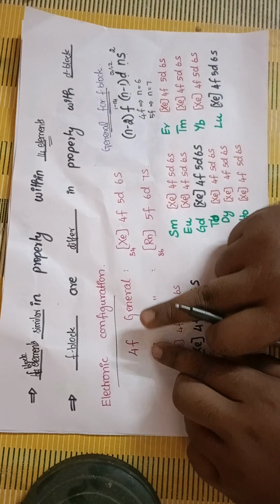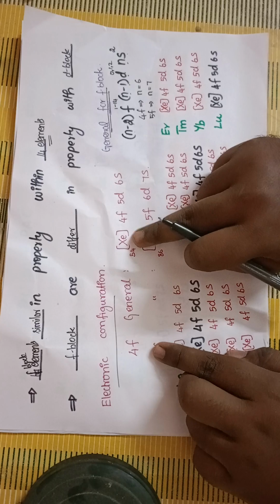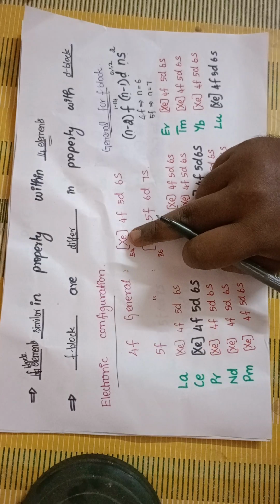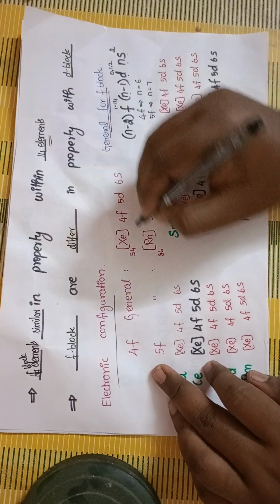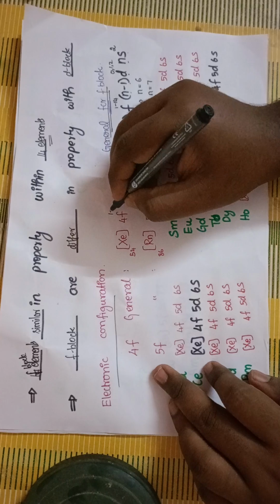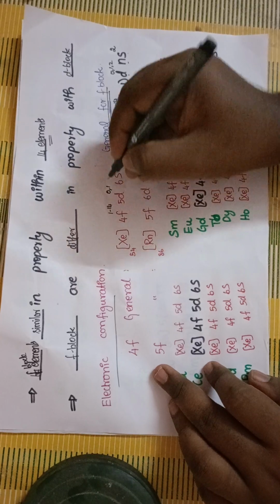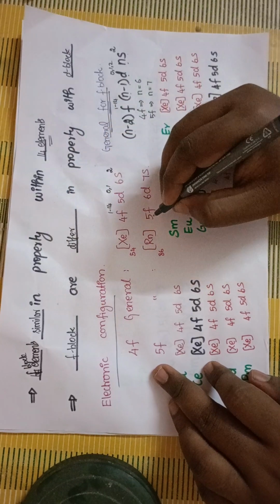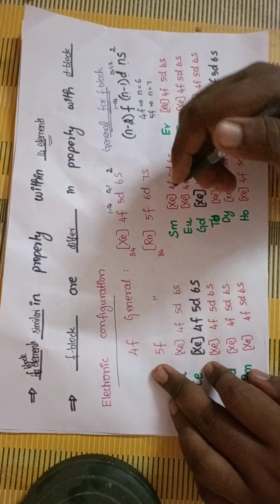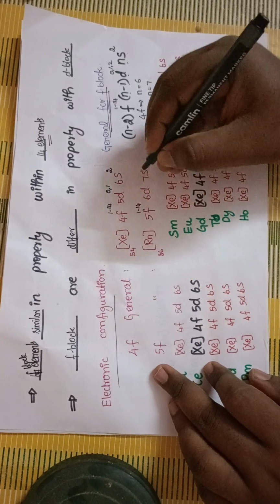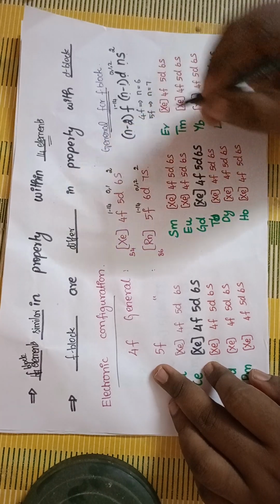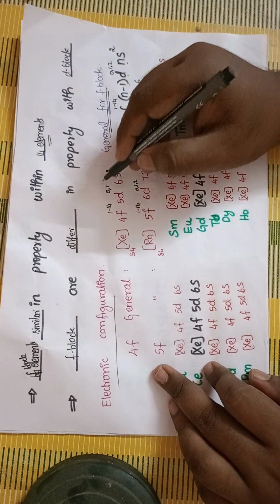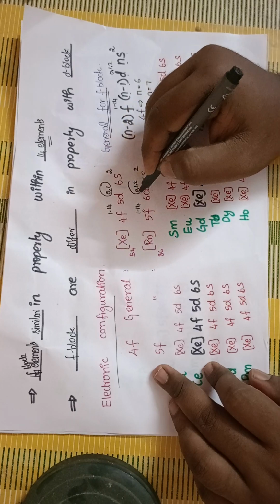For 4f, the configuration is up to xenon 54. Up to xenon 54, electrons are arranged. There is no doubt in that. And the general configuration is 1 to 14, 0 or 1, 2. For 5f, radon 86, 1 to 14, 0, 1 or 2, 7s2. Try to remember this, very important.